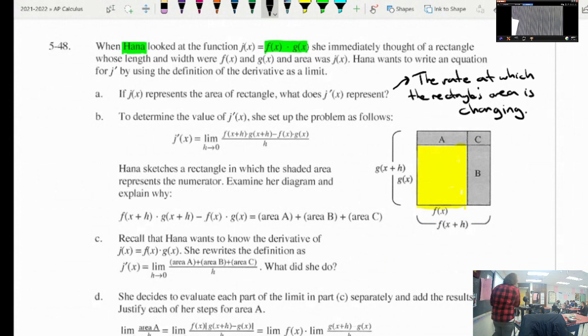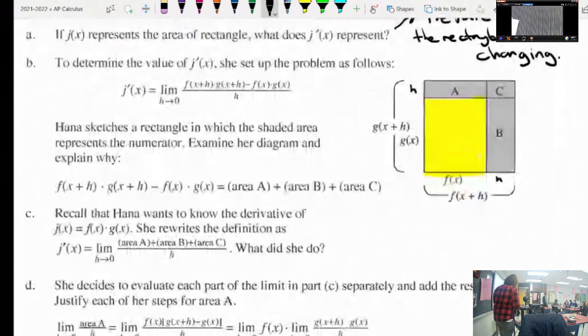Essentially, to do this, what we've done is taken the original f of x and the original g of x, and we've just added a tiny nudge onto both of them, which we're calling h in this diagram. Sometimes we call that dx or something like that, but h is a very small number, and that's why all of the limits in this problem have limit as h approaches 0, because we want to think about if we increase g of x and f of x by some little tiny nudge, how does the area of that rectangle change? And that's exactly what we're going to investigate visually with this. So to determine the value of j prime, she sets up this problem as follows.